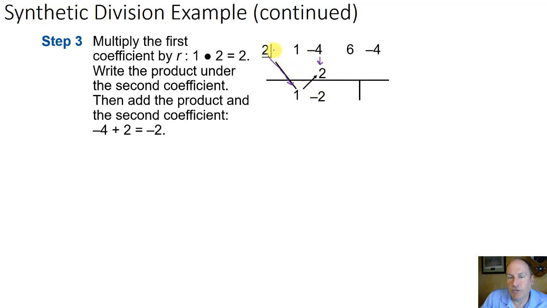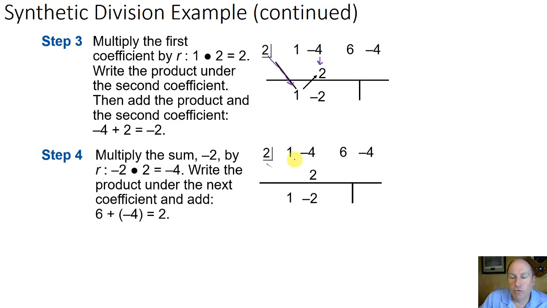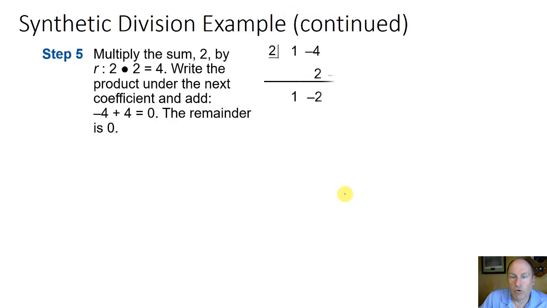And now we're going to repeat the process. We're going to multiply the 2 times negative 2 and write that number here. 2 times negative 2 is negative 4, and we're going to write the number right here. So 6 plus negative 4 is 2. We're going to repeat the process one more time. 2 times 2 is 4. Negative 4 plus 4 is 0, which means we have no remainder.